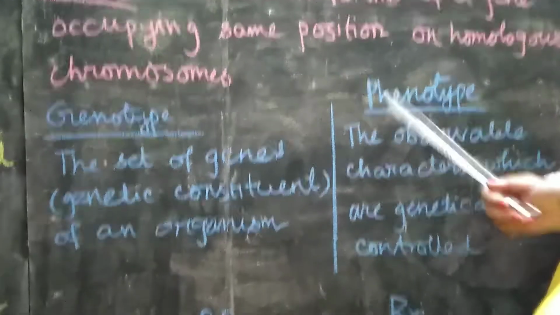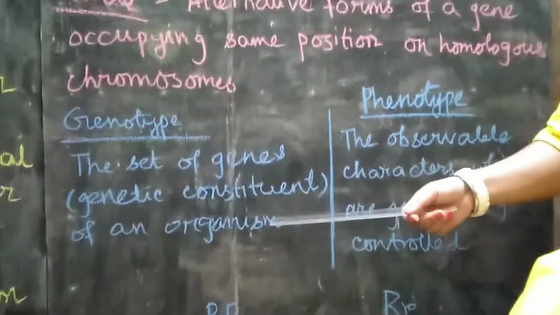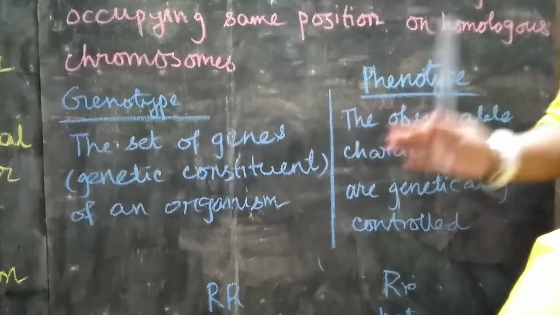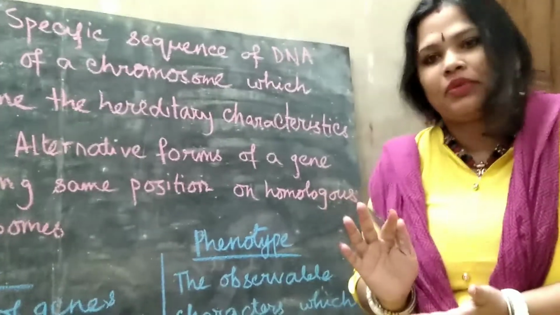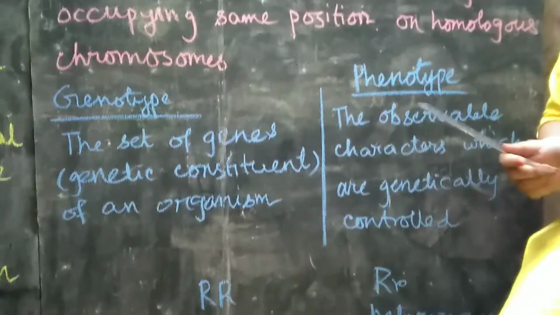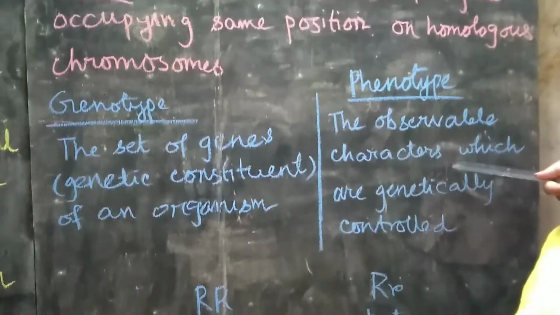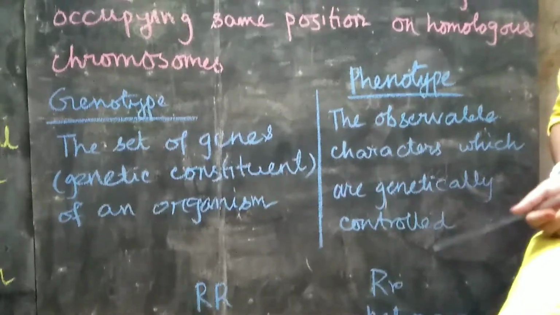Next question can come. Then what is the genotype and phenotype? Genotype is the set of genes or the genetic constituent of an organism. The full set of genes present in an organism is called the genotype. But the observable characters, means the outside appearance of a character which is genetically controlled, is the phenotype.